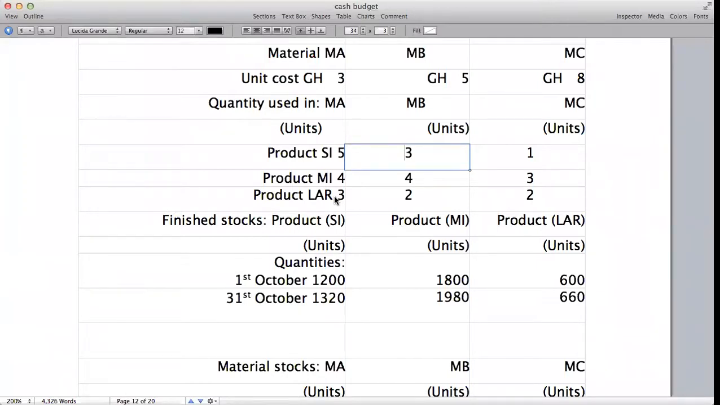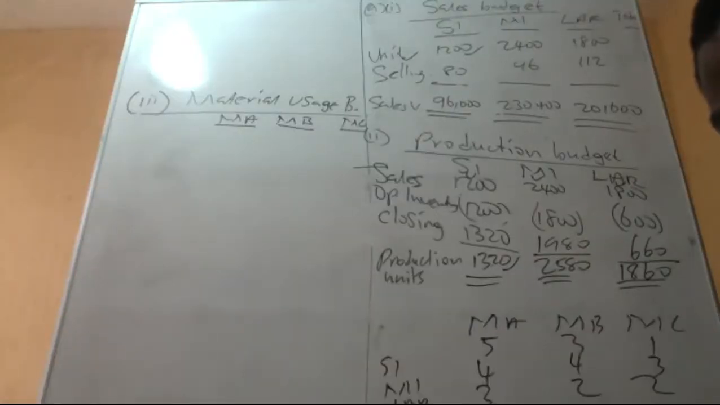Then I'll have 3, 2, 2. Good. Now I have this. We can probably go to the board. Now we can go to the board.